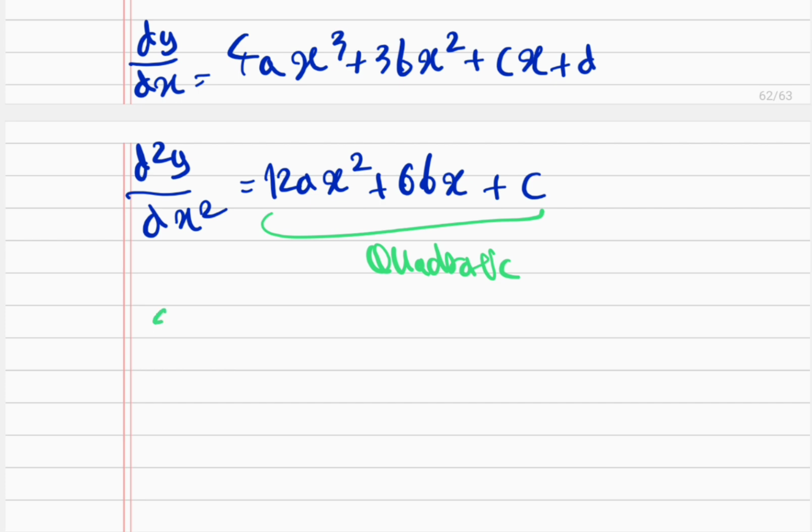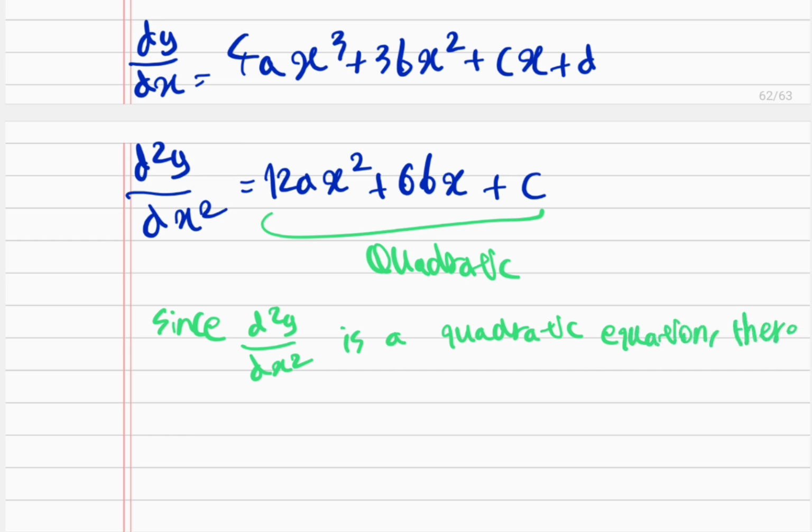So since d squared y over dx squared is a quadratic equation, there are at most 2 points of inflection. And yeah, as you can see, the question is actually much simpler than it might seem at the beginning.